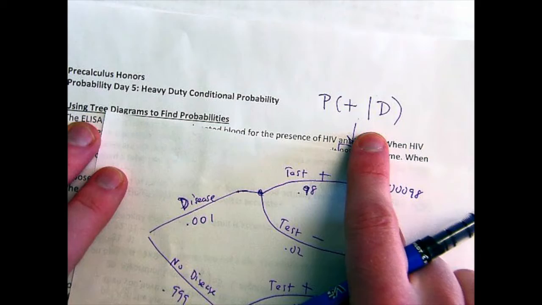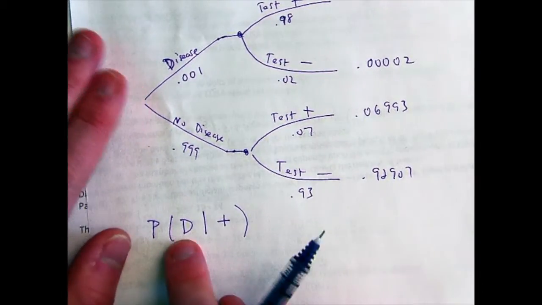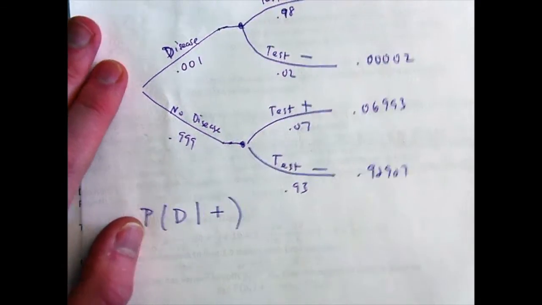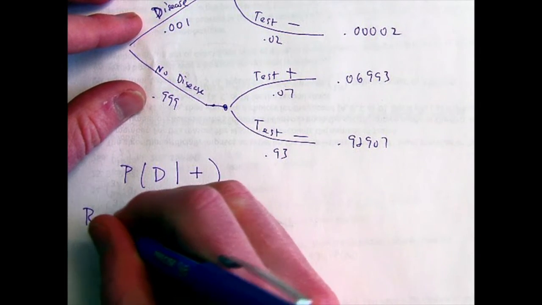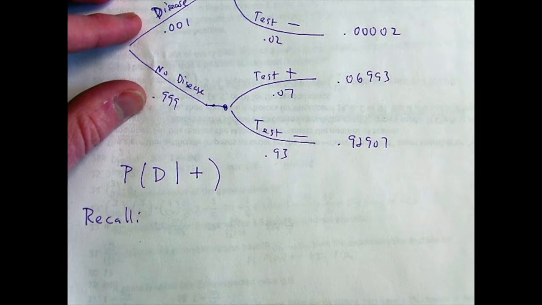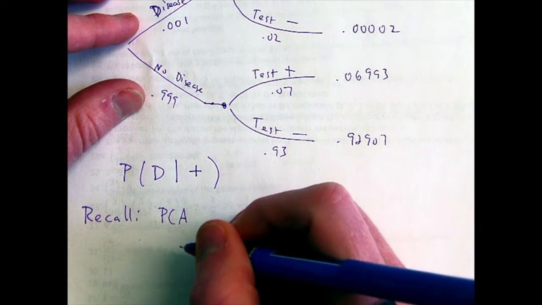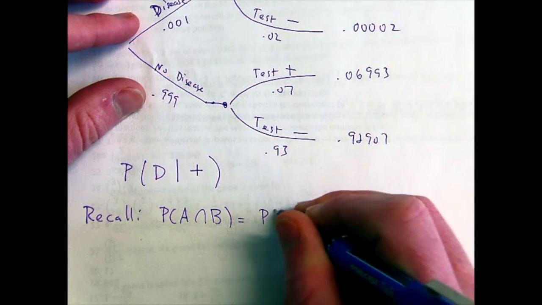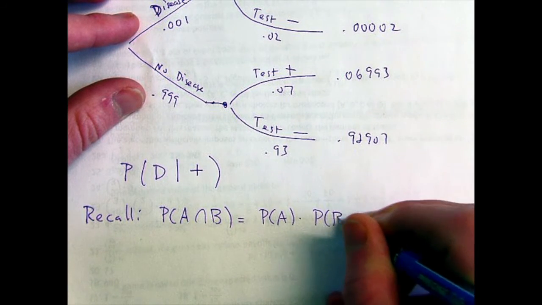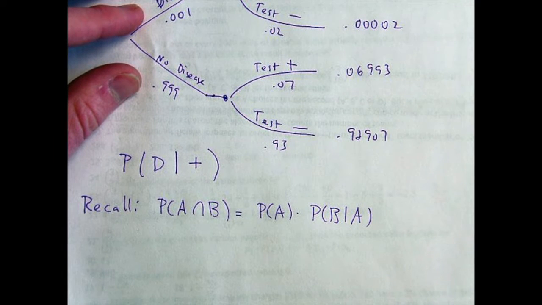We know this, right, for sure. That's the 0.98 figure right here. But this one here, the probability that they have the disease given the fact that they're positive, that one we don't really have. What we have to do is use a formula, okay? And what I'm going to do is recall the AND probability formula that I introduced a few days ago. If you remember, the probability of A and B is the probability of A times the probability of B given A.